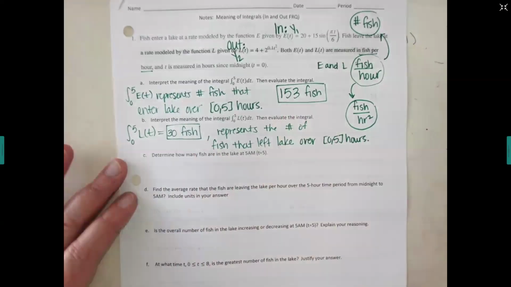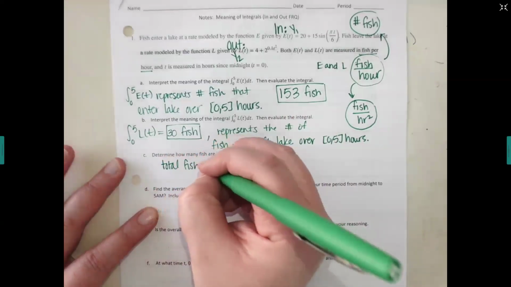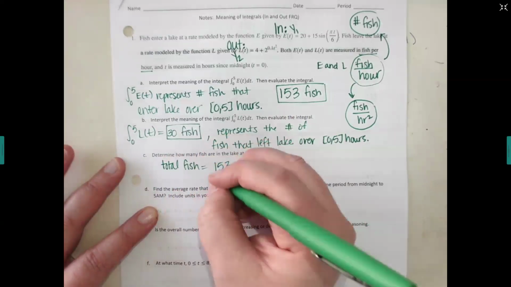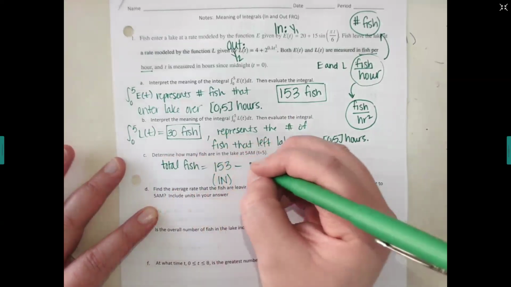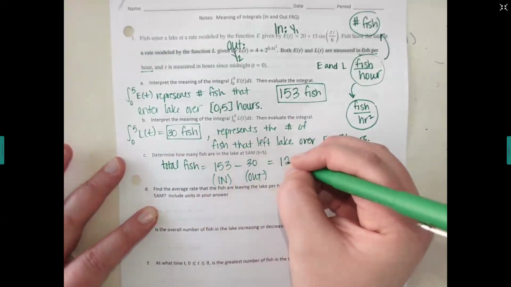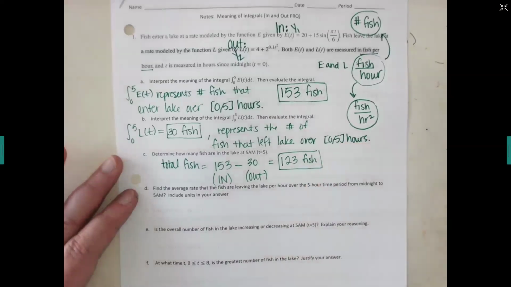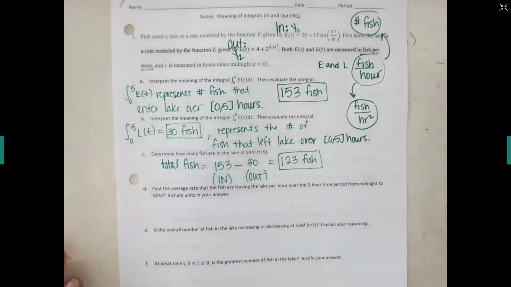Subtract. Very good. So I'm going to put here the total fish is going to be 153. Those are my in fish. Minus 30. Those are my out fish. That leaves me with 123 fish total. Okay. So you have some fish going in, some fish going out. You're just going to take the out fish by subtraction.